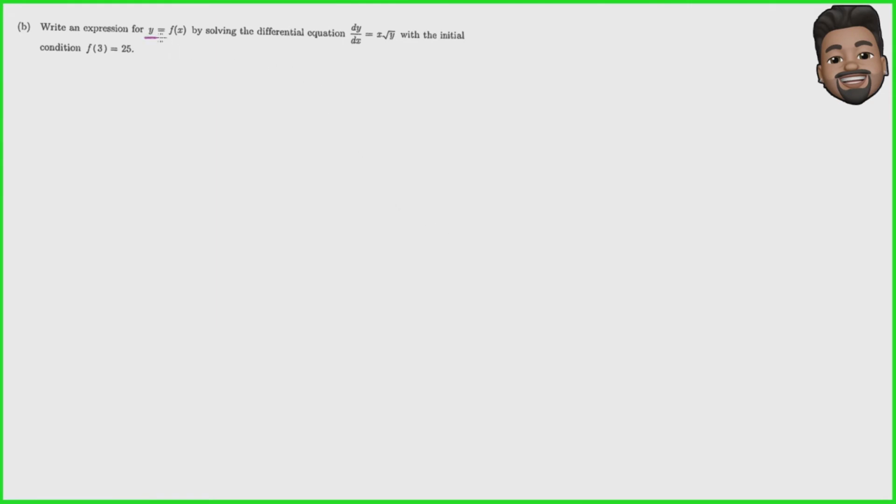Write an expression for y equals f of x by solving the differential equation with the initial condition f of 3 equals 25. Now keep in mind, write an expression for y equals f of x. What that essentially means is we need to find the original. Well, again, I don't want to basically repeat myself every video, but hey, we're in velocity, we're in our first derivative, we need to get back to position, that is antiderivative. So let's go ahead and write this out.